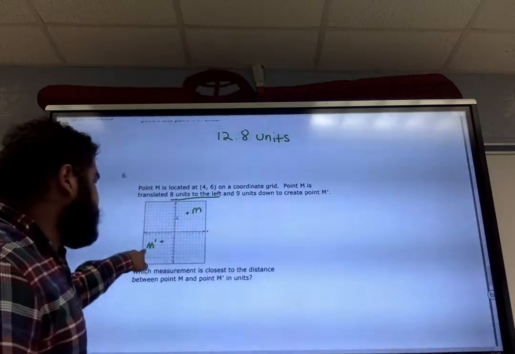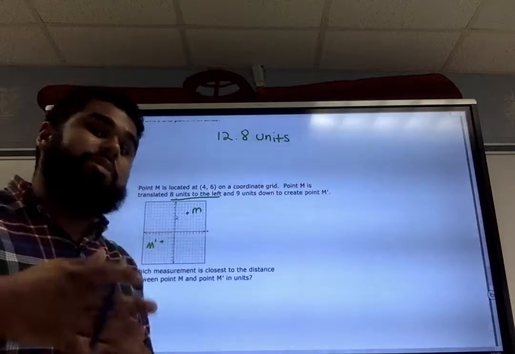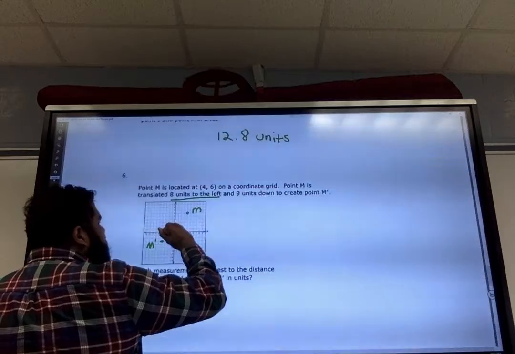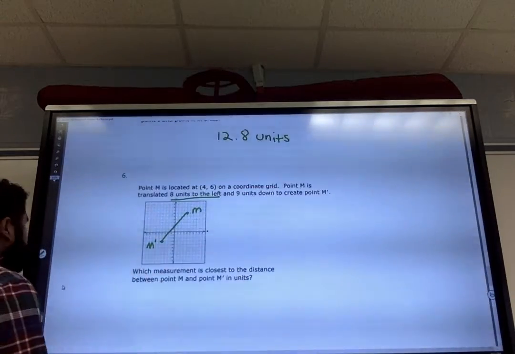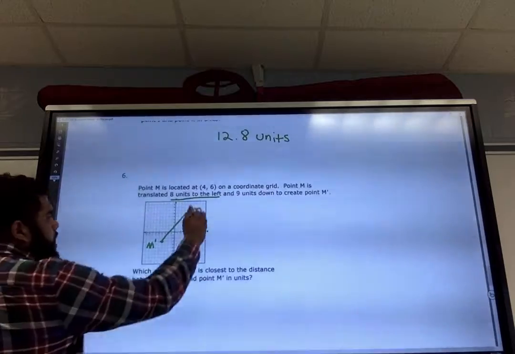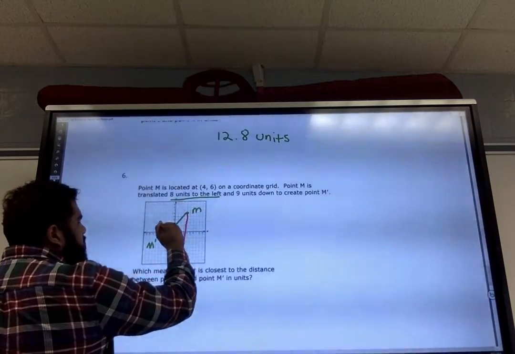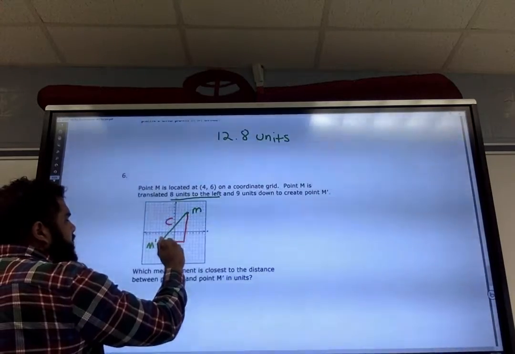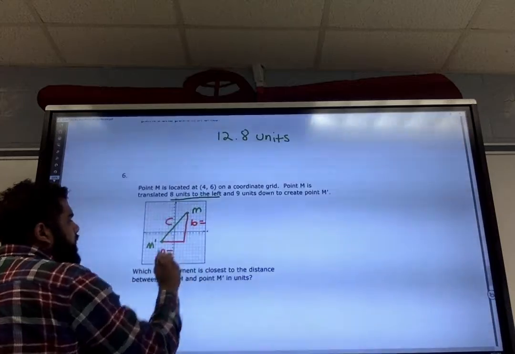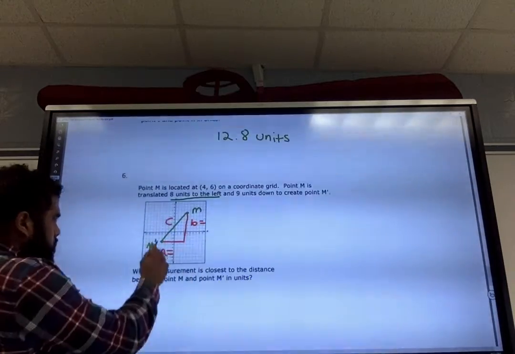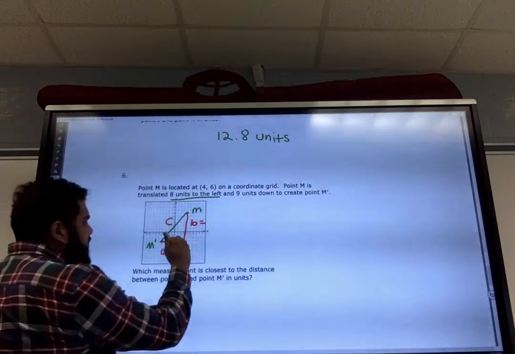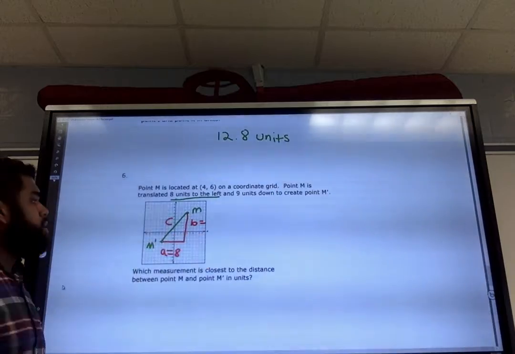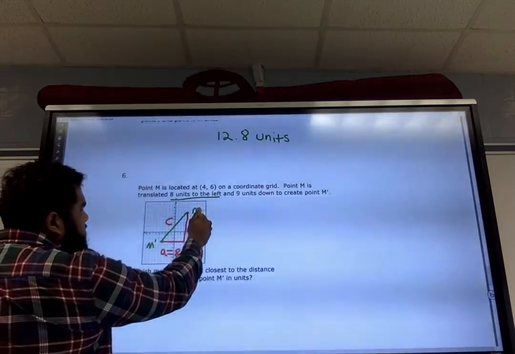Now remember, the reason why this is M prime is because we translated it. It's the same point, it just got moved somewhere else. So I need to find the distance between these 2 points. How do I do that? Again, you create a right triangle by connecting lines that would connect the dots together. This is going to be my hypotenuse. Here's A, and here's B. How long is A? You just have to count. 1, 2, 3, 4, 5, 6, 7, 8. Okay? And then B equals, let's see, 1, 2, 3, 4, 5, 6, 7, 8, 9.